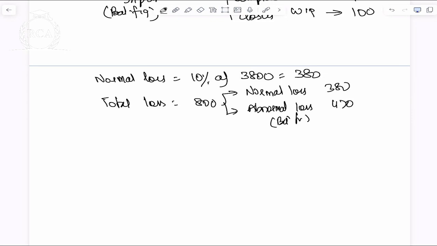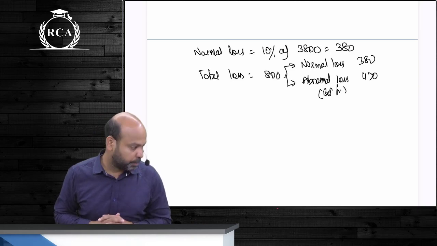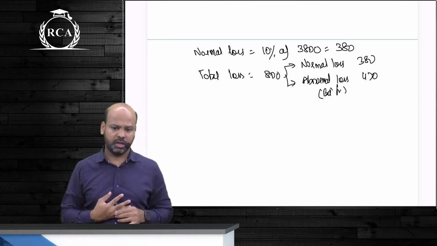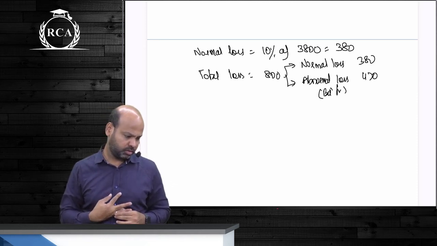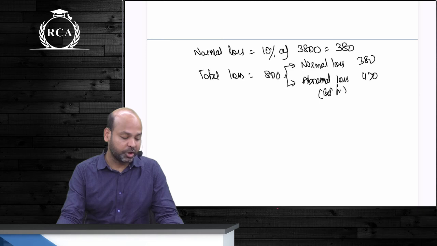Assume. Please write that in the question itself, guys. As degree of completion for abnormal loss is not given, assume 100%. As degree of completion for abnormal loss is not given, beta, you will assume 100%.